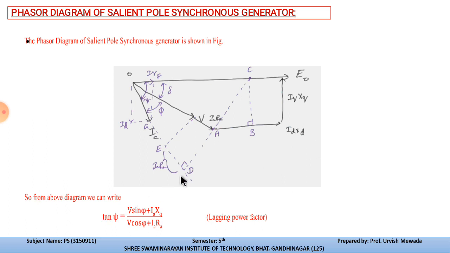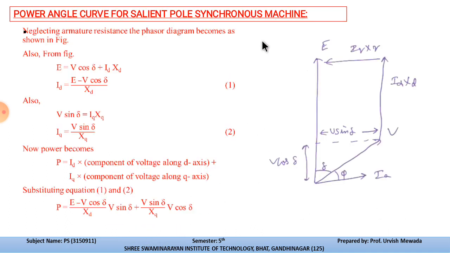So from the above diagram, if you want to write the equation of tan psi, tan psi is sine upon cos, so V sin theta plus Ia Xq, and then IaRa. So for the lagging power factor, tan psi is V sin psi plus Ia Xq divided by V cos psi plus IaRa. And for the power angle curve for the salient pole synchronous machine, if we neglect the armature resistance, the diagram will become like this.